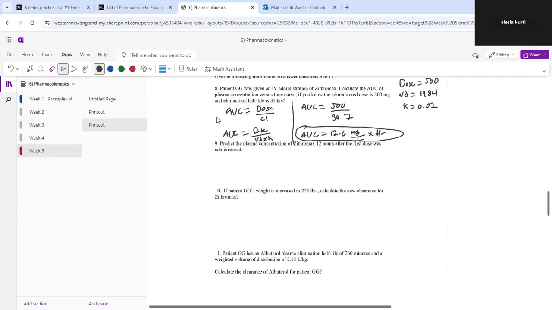Anyone have initial concentration for this question? That's correct. And then what equation do we use? So we have initial concentration, we have time. Exactly. So let me know what you get for the answer. I got a small number. What do you get? 0.2 is the answer. Okay, 0.196 is 0.2.